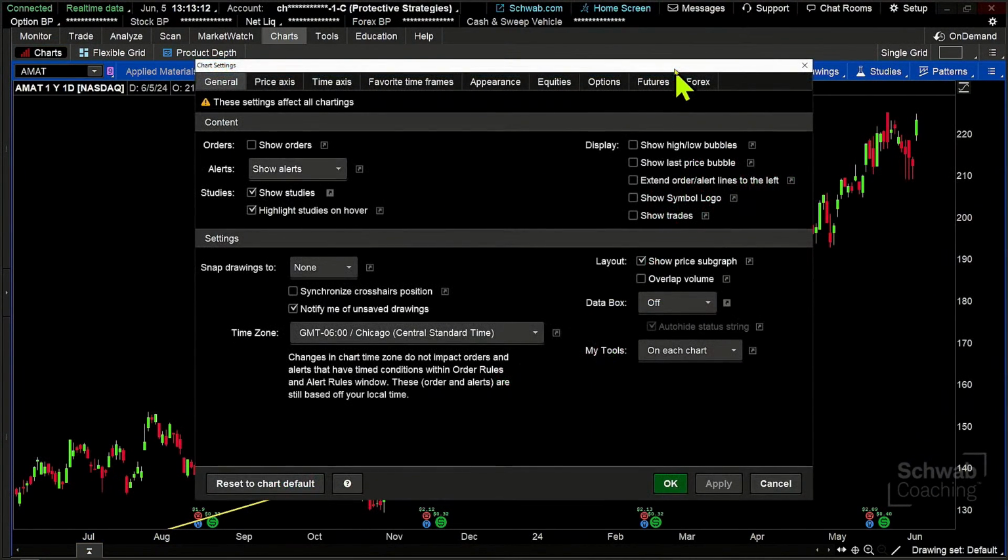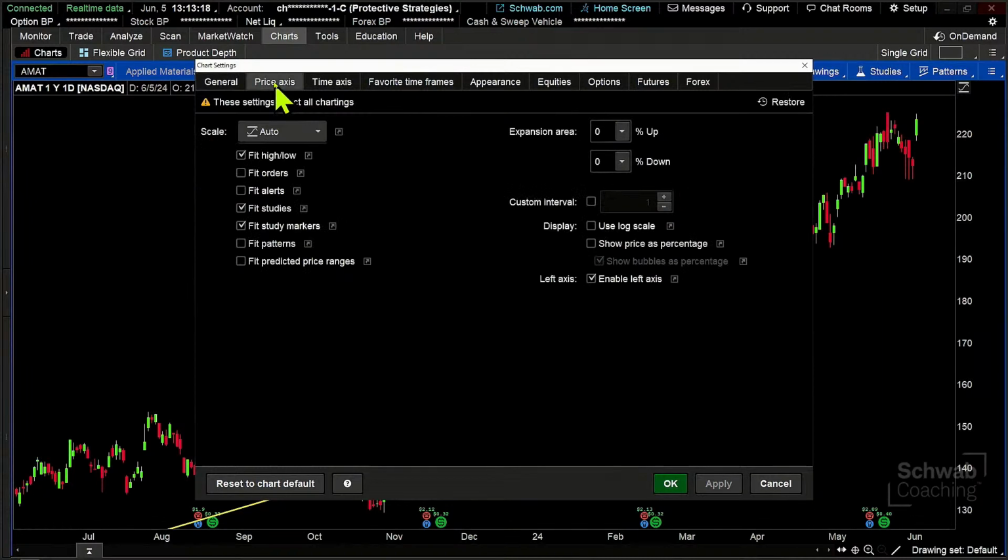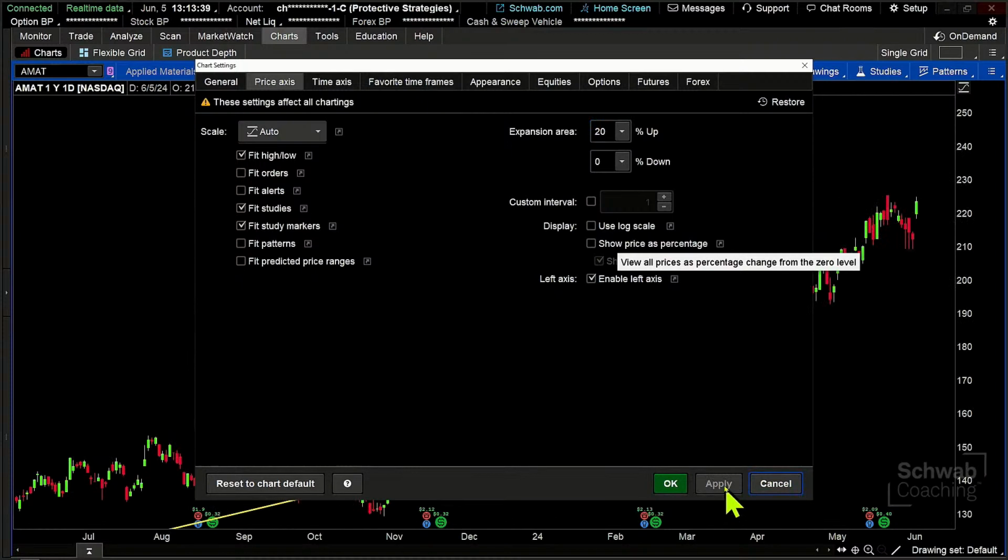I'm going to open up this chart settings dialog box, and I'm going to go to two places. The first place that I'm going to go is price axis. I want to give myself a little bit of headroom to the upside so that we can talk about this caller strategy and demonstrate it on the chart. So I'm going to give myself about 20% of room to the upside. And I'm going to click on apply, and you can see how that gives me a little bit of room to the upside.